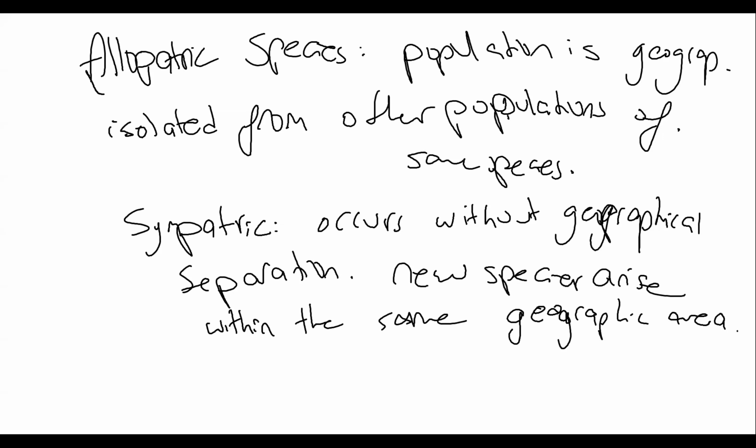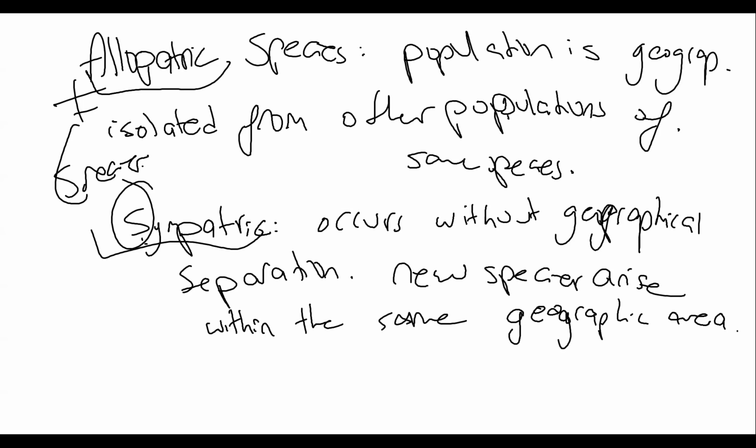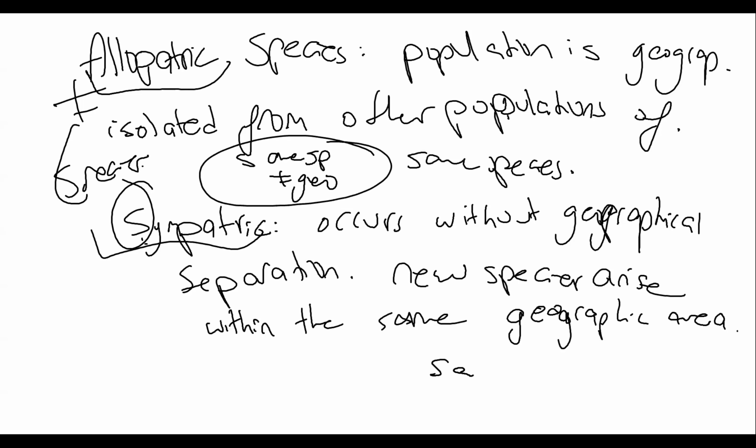So allopatric means different, sympatric means same. But same what? Same species. So here we speak about the species. Because we're saying the species are the same but living in different places. So allopatric is same species, different geography. Sympatric we have same geography, different species. In this way. Okay.